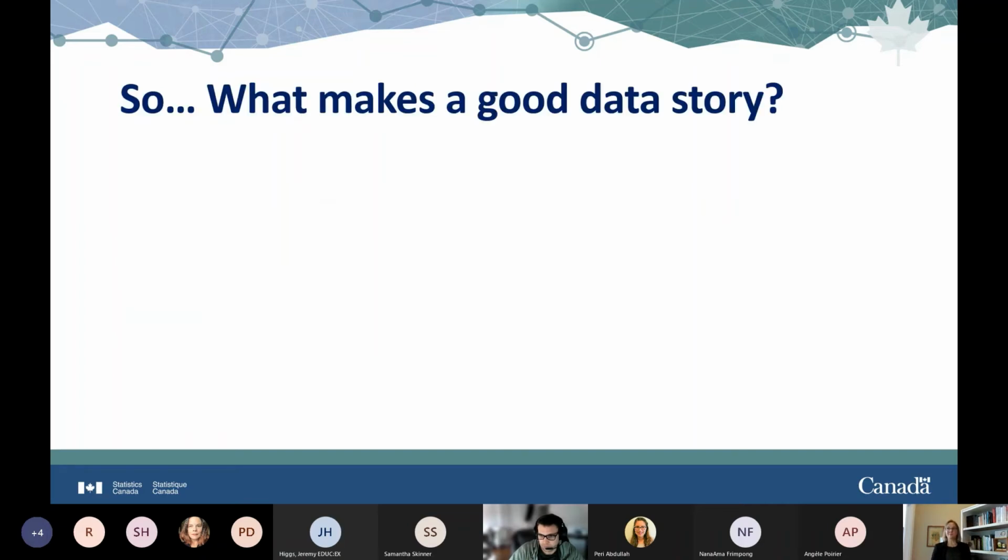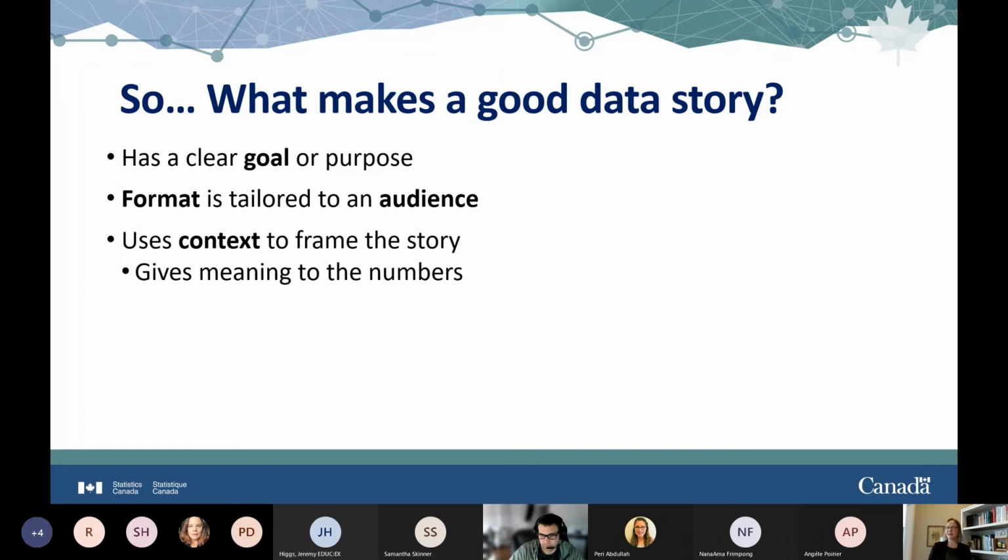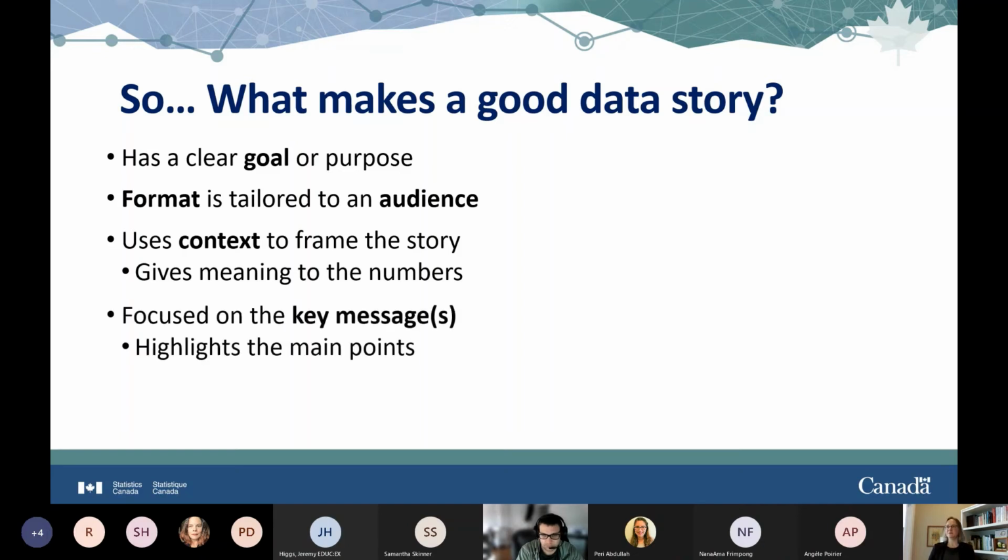So what makes a good data story? And that's my last slide. It has a clear goal or purpose. Its format is tailored to an audience. It uses context to frame the story. The context gives meaning to the numbers, and it's focused on your key messages.